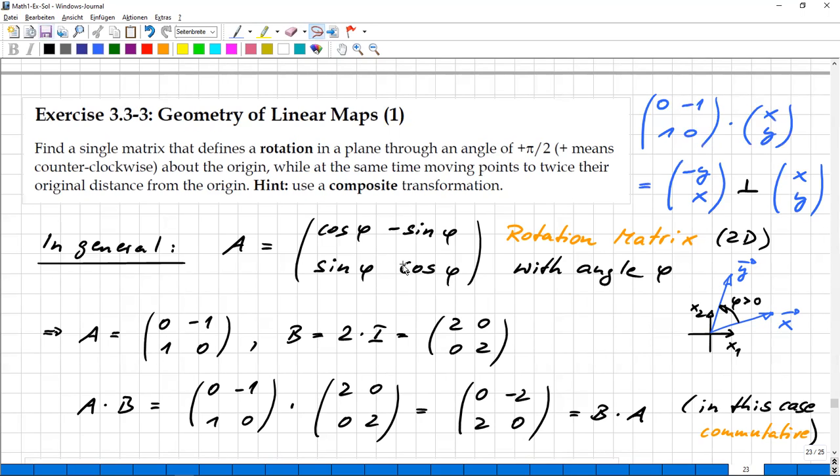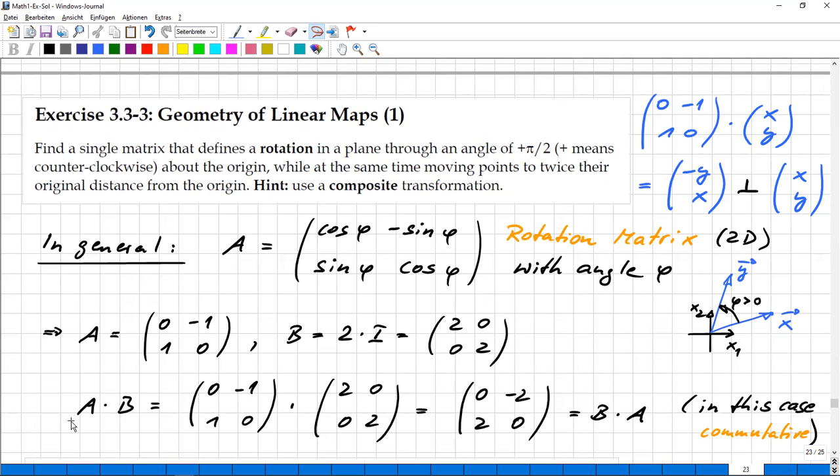So we take this matrix and then we say the second step is to scale the whole vector space by a factor of 2. And that's simple because that's just 2 times the identity matrix, like the unit matrix, yes. So 2 times our 1, 0, 0, 1 matrix results in this one, 2, 0, 0, 2.